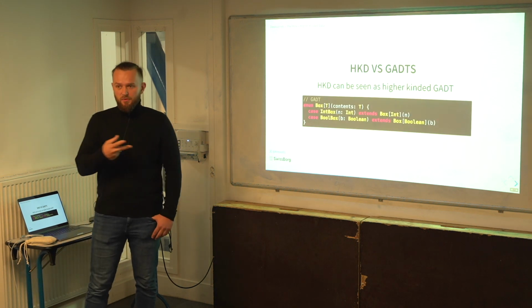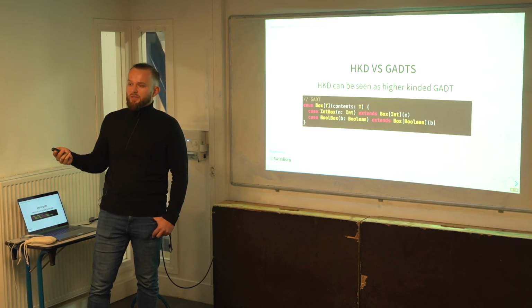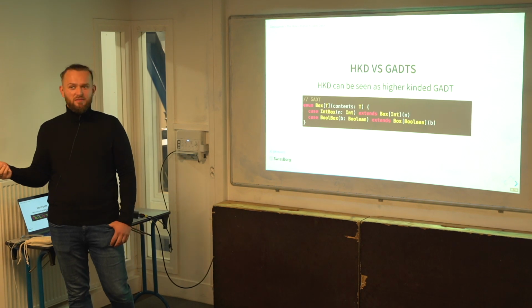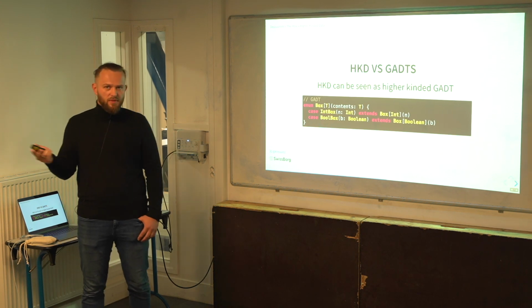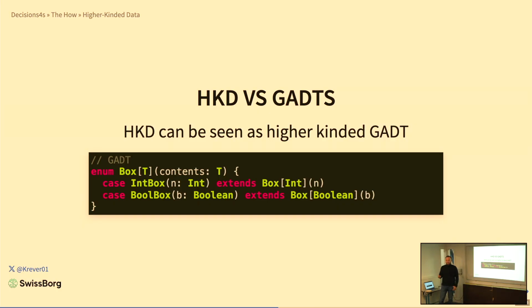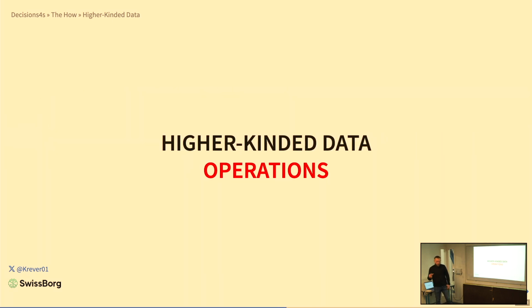You might also wonder what's the connection between higher-kinded data and GADTs, generalized algebraic data types. There is some connection, but not a very important one. A GADT is basically an ADT with a type parameter. So yes, you can see it as a higher-kinded GADT. Doesn't really matter. Okay, so hopefully at this point you know what higher-kinded data is, and why it is useful. Now let's talk a little bit about how to work with it, how to operate on this kind of structure.